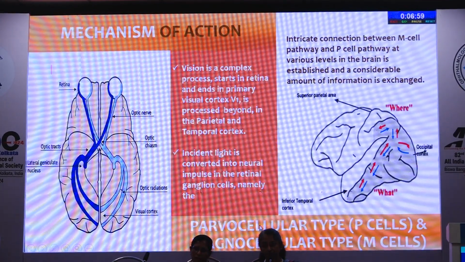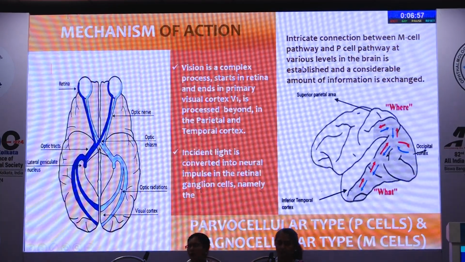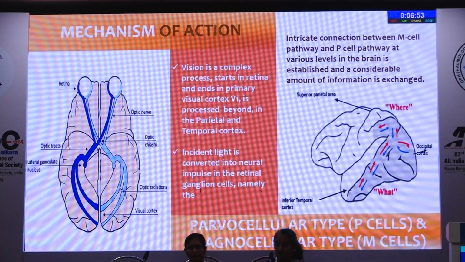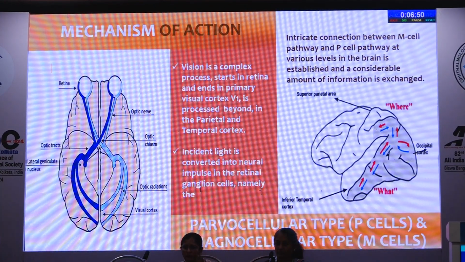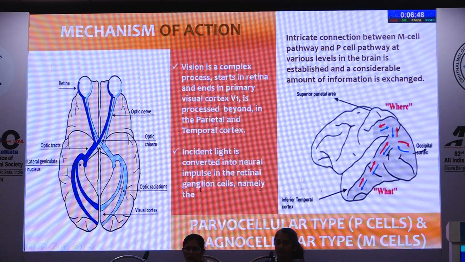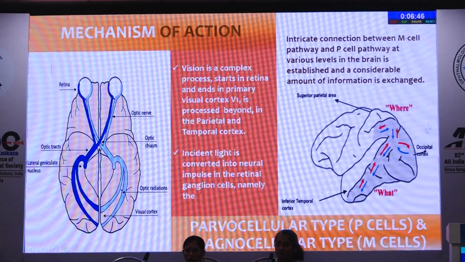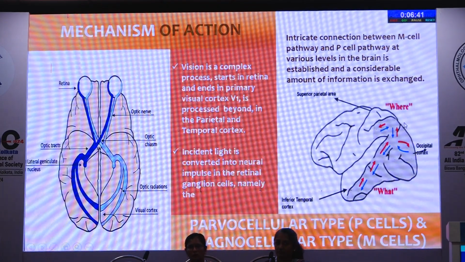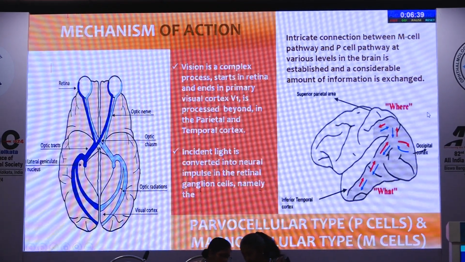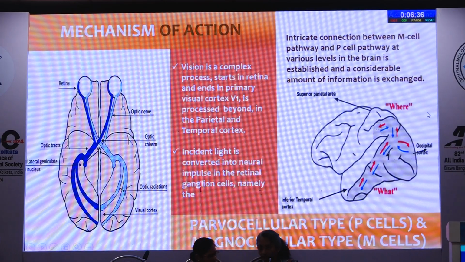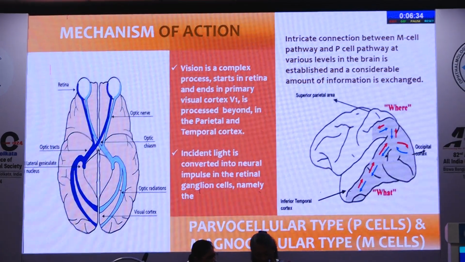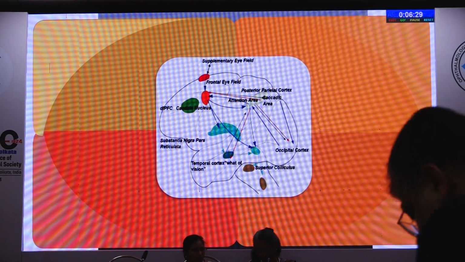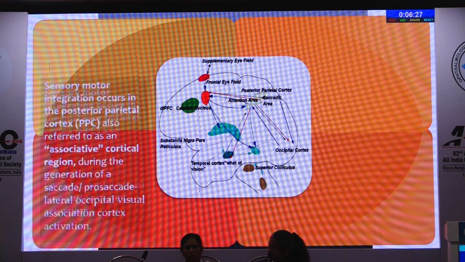Also, there is a magnocellular pathway which mainly deals with the where, that is the position in space and the movement of the peripheral objects. This pathway ends up being processed in the superior parietal area. The where part of vision is processed here, and throughout the pathway there is an intricate connection between both the M cell pathway and the P cell pathway. So these are the different areas in the brain which deal with the following.